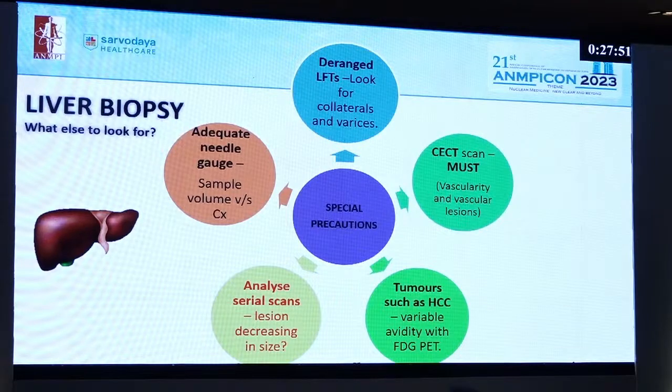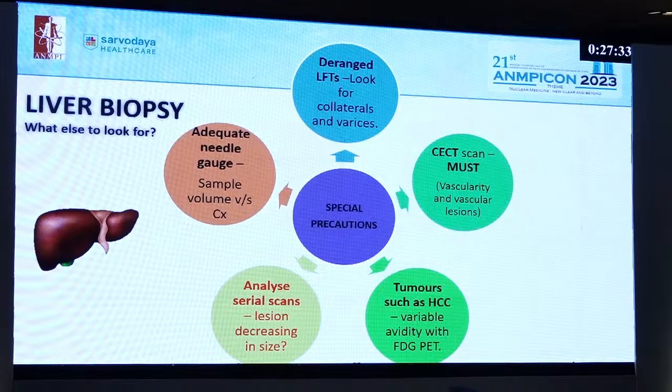And tumors such as SCC also show very variable FDG uptake. But when there is FDG uptake, you can attempt a biopsy. But when there is no FDG uptake, it is better not to do a PET-CT guided biopsy. And what else is needed? We have to check the serial scans. If the lesion is decreasing in size, there is no need of doing a biopsy.